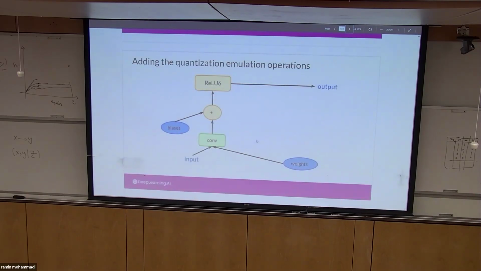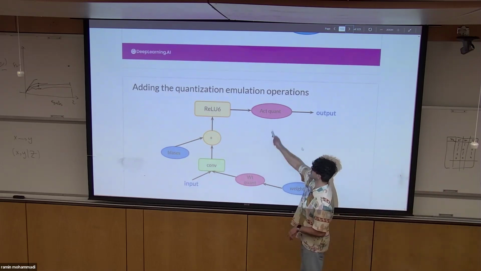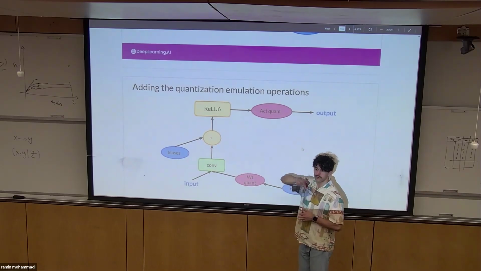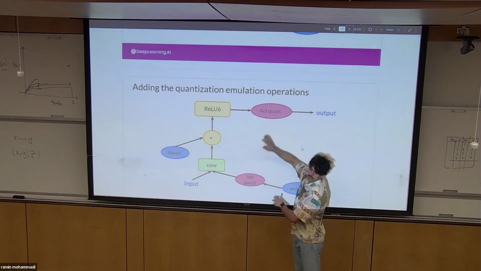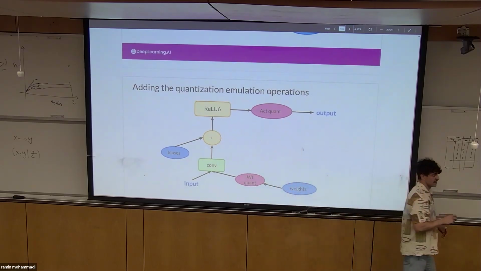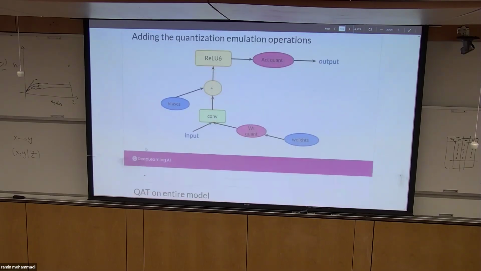It looks like this. If this is your original model, you add these quantization nodes, fake quantization, for weights and for activations. And this only works during the forward pass. During the backward pass, they don't exist, so they don't do anything. Okay, so that becomes the quantized-aware model.